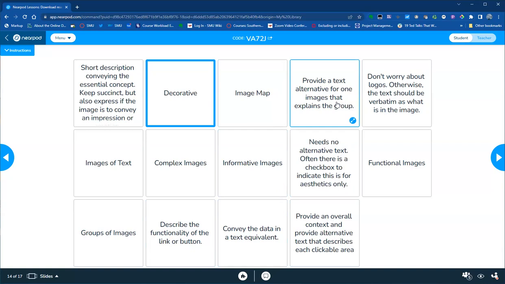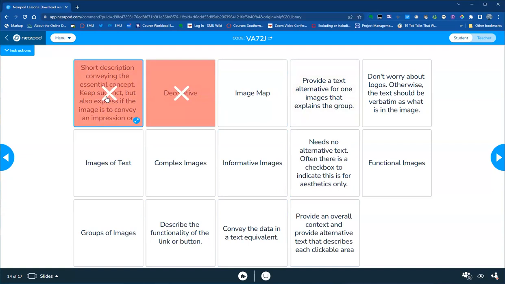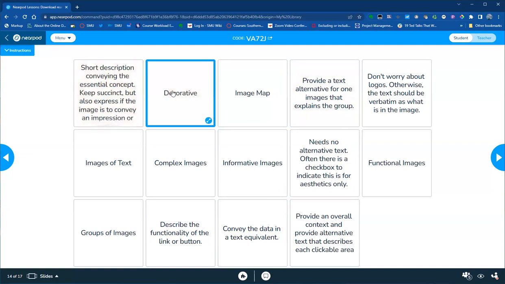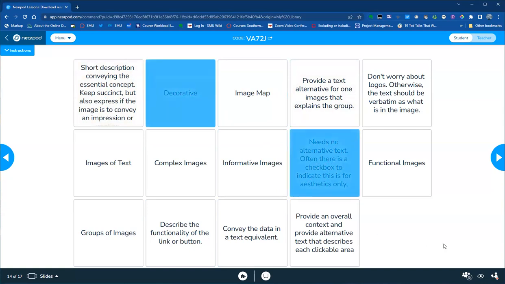And I'll walk through a couple of them as well. So we've talked about how decorative images need what? Decorative images are this one. It needs no alternate text. And often there's something on the LMS that says, yep, exactly, Deborah. It's this one. Good call. That says, nope, there's a checkbox you can say this is aesthetic only. We can move on.